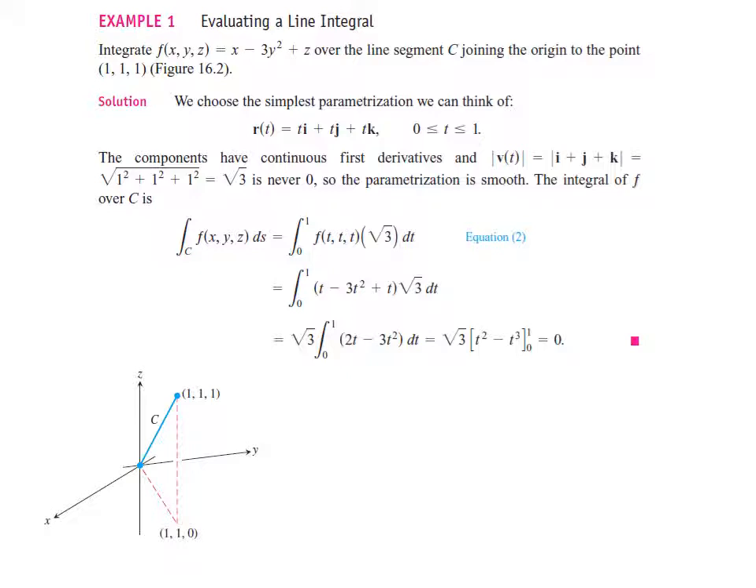Square root of 3 times the integration of t, which is nothing but 2 t square by 2, where 2 gets cancelled, and integration of t square is t cube by 3, and 3 gets cancelled. Then let us apply the upper limit 1 and lower limit 0, we get 0. Therefore, the integral over c of f of x comma y comma z ds is equal to 0 along the curve c, where c is the line segment from the origin to the point 1 comma 1 comma 1.